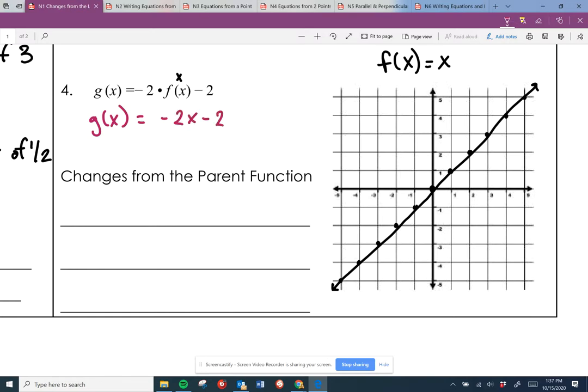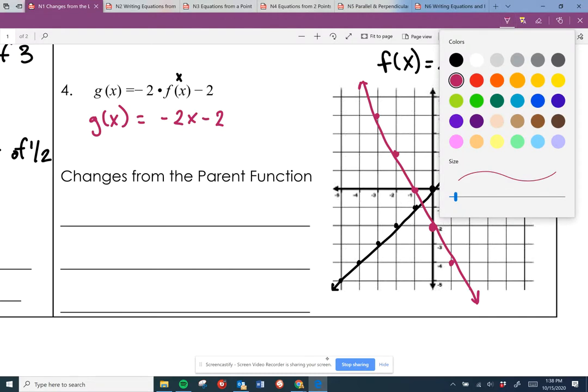And we're going to have a few different changes here, okay? So we're just going to go ahead and graph this equation. We have to start at negative 2, and then we have a slope of negative 2 also. So it looks like this. This is pretty different from our original line, right? And the first change that takes place is going to be, I'm going to do each one in a different color so you can see exactly where it came from.